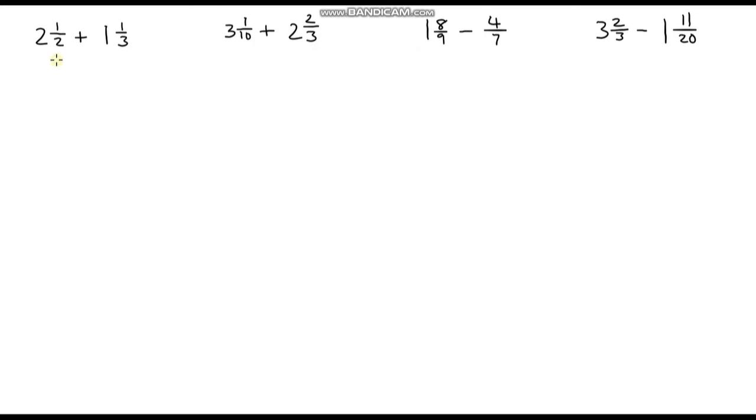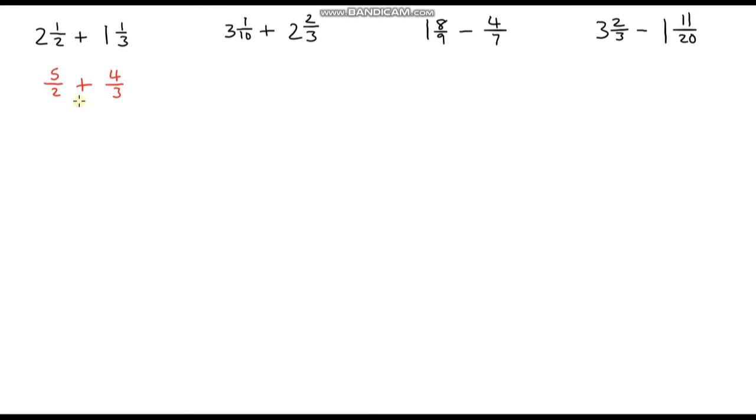Okay, so let's look at this first one. So first of all, we're going to convert both fractions into improper fractions. So 2 times 2 is 4, 4 plus 1 is 5. So it's going to be 5 over 2 plus, this is going to be 4 over 3.